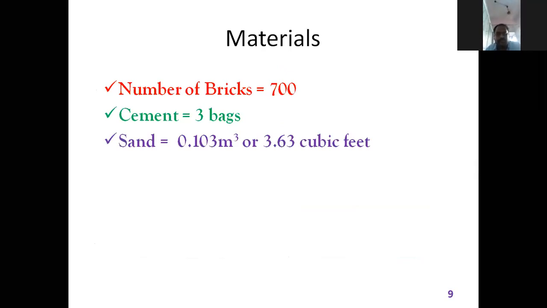If you want to use cubic feet, then multiply by 3.28 the whole cube. So the value will be 3.63 cubic feet.